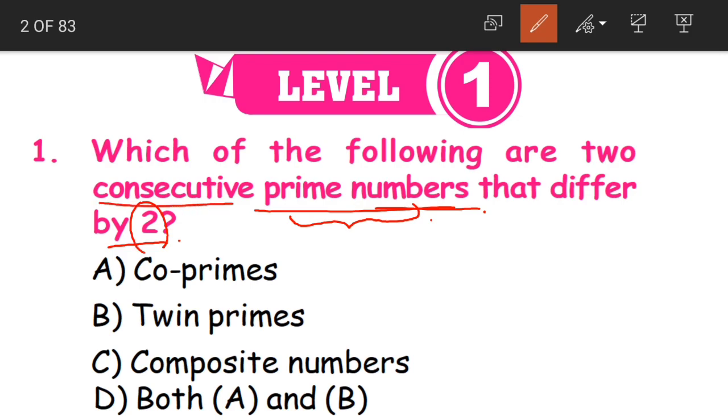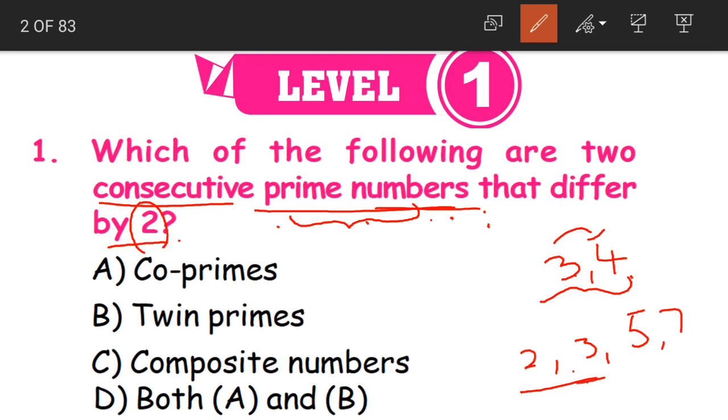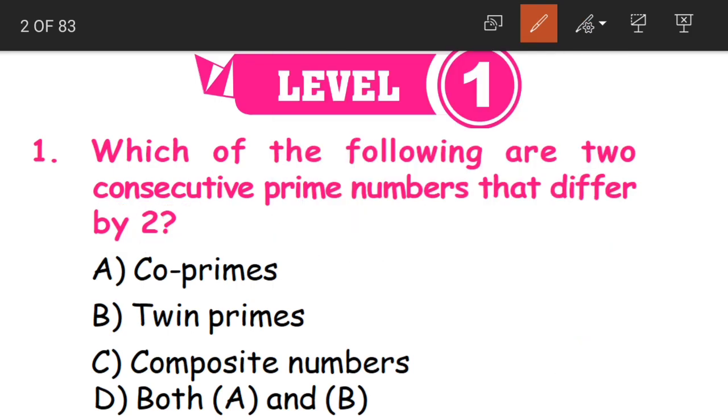And what does consecutive mean? If I say 3 and 4, these are consecutive numbers, that means the next number. In the same way, consecutive prime numbers means when I say 3 and 5. The primes are 2, 3, 5 and 7. 2, 3 become consecutive prime numbers, 3, 5 become consecutive prime numbers, and even 5, 7 become consecutive prime numbers. That means in the order that they are, continuous order. Now they differ by 2.